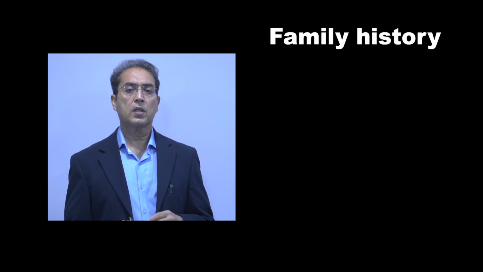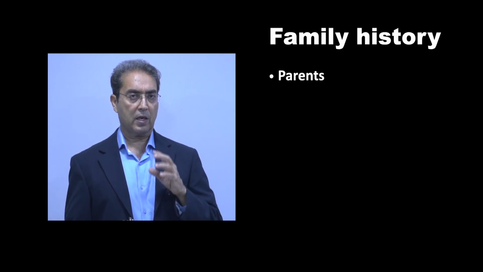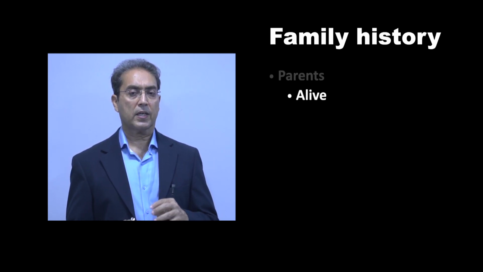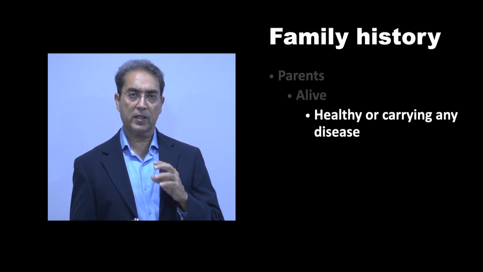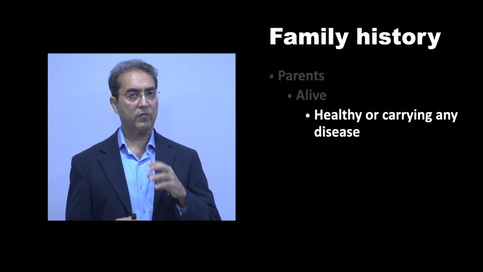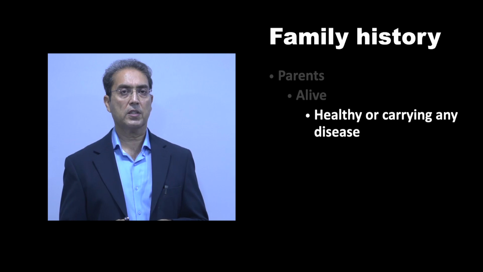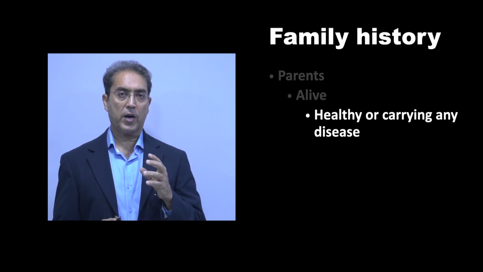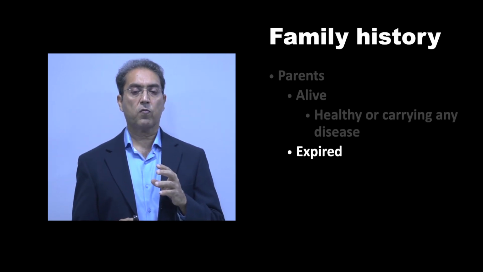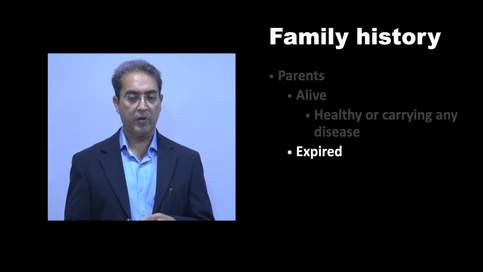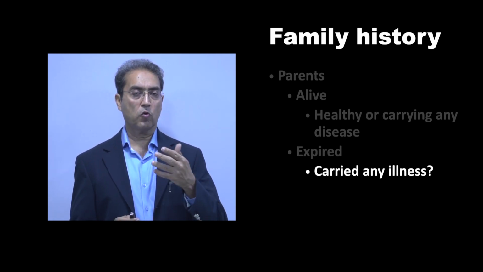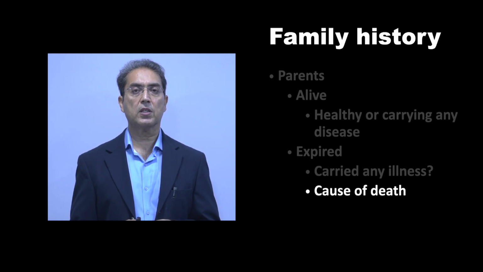Look first at the parents: are they alive or have they expired? If they are alive, are they healthy or are they carrying some disease? And if they are carrying a disease, what is the disease? And then if they are expired, did they have any disease, and what was the possible cause of death if it is known? So try to go for all these features in family history.